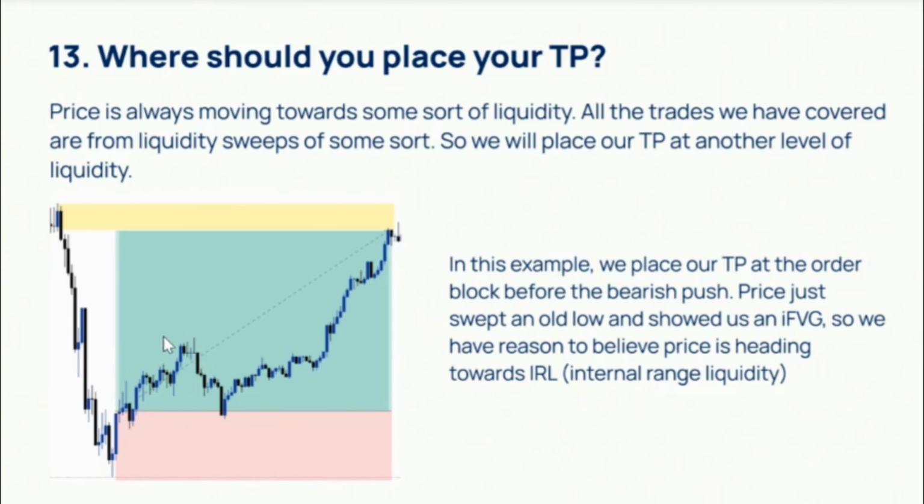So say in the example for the unicorn model and liquidity sweep, we want to put our take profit at the next area of liquidity. So the order block up here before the bearish move, that is where we've placed our TP. In this example, we've gone from an internal range liquidity, fair value gap, to external range liquidity, order block.